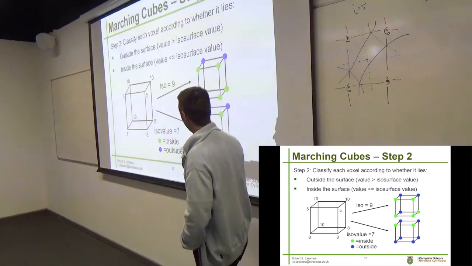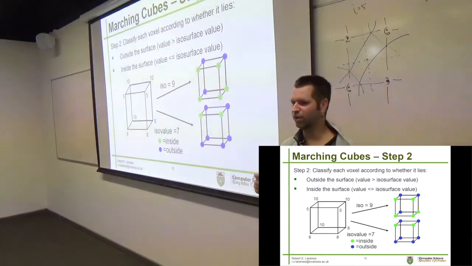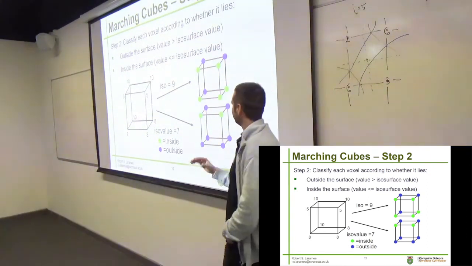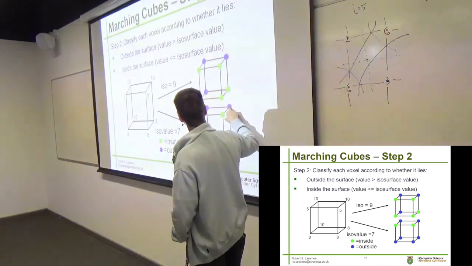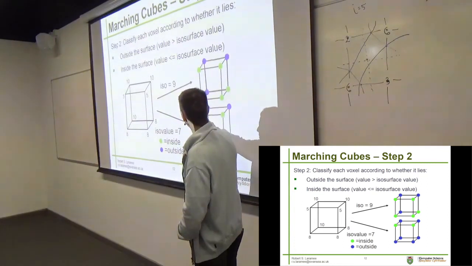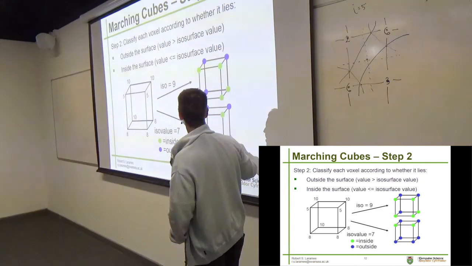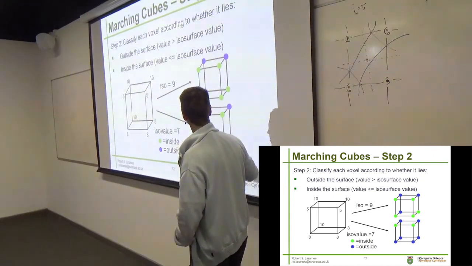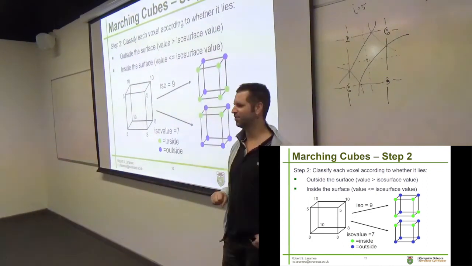If we change the ISO value, then the results of those tests are going to change, right? Some vertices might change their sign from inside to outside. So 10 is above or outside, 5 is still below, 5 is still below. Did any of them change? Okay. This one is above. This is the only one that changed. So now A is above 7, so it's outside rather than inside.